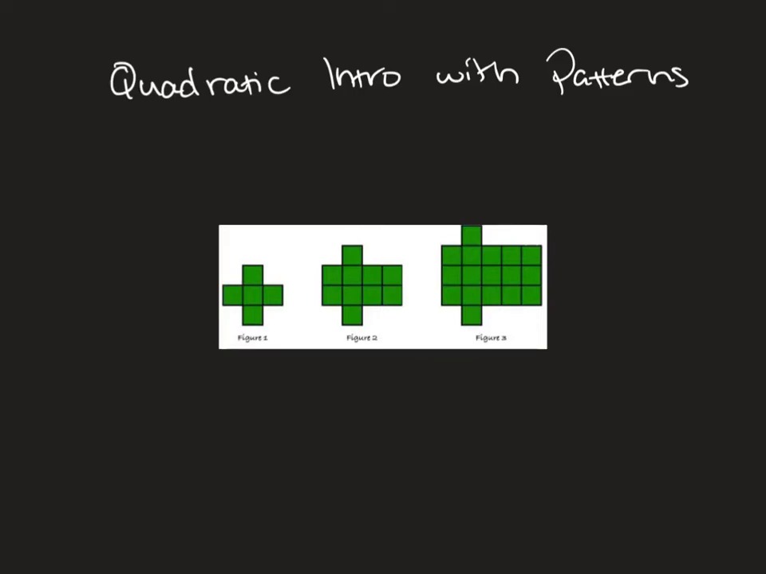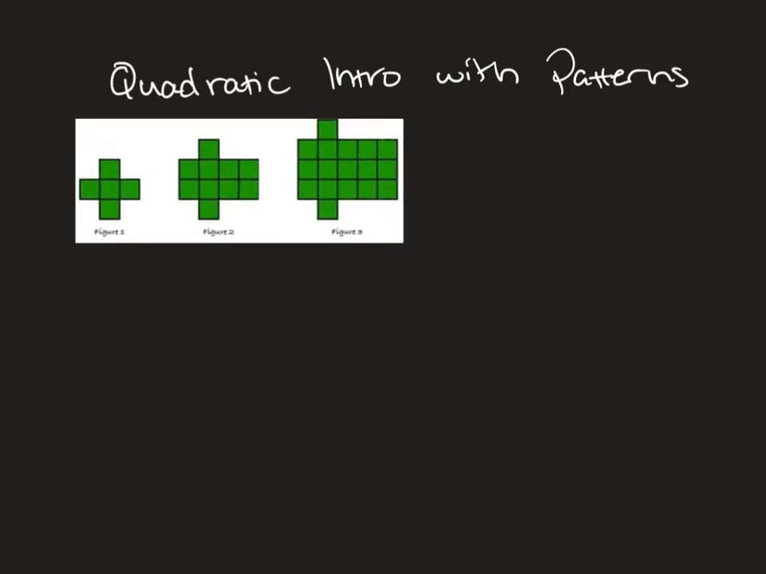Hey everybody. So what we did on Monday or Tuesday, depending on which class you're in, is we looked at these patterns like this, and then we tried to see what the next figure would look like, and then eventually if we could graph them, and then what an equation would look like. So I'm going to show you what that looks like here, and then we're going to go through a couple examples. So let's move this guy up here.